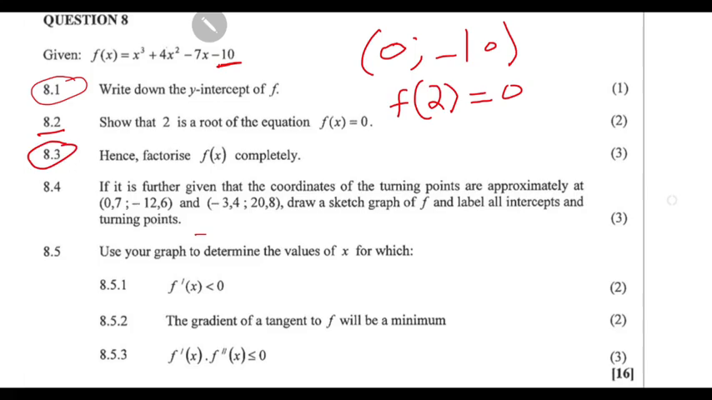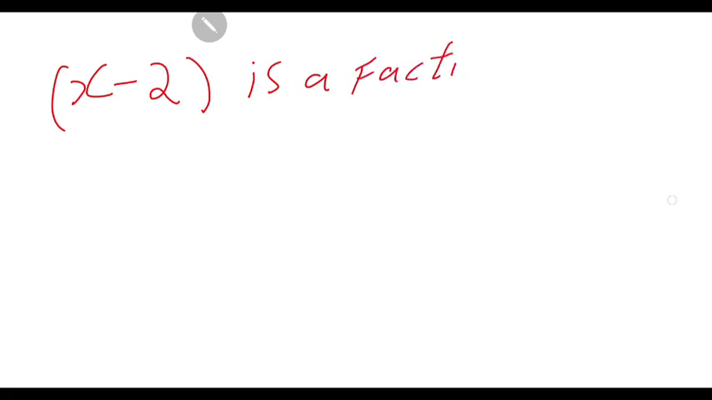Question 8.3: hence factorize f of x completely. We need to factorize this completely. Since we know x is equal to 2 is a root, therefore x - 2 is a factor of f of x, according to the factor theorem. Always, when we say x is a root, we do the opposite. Now this is the short bracket.